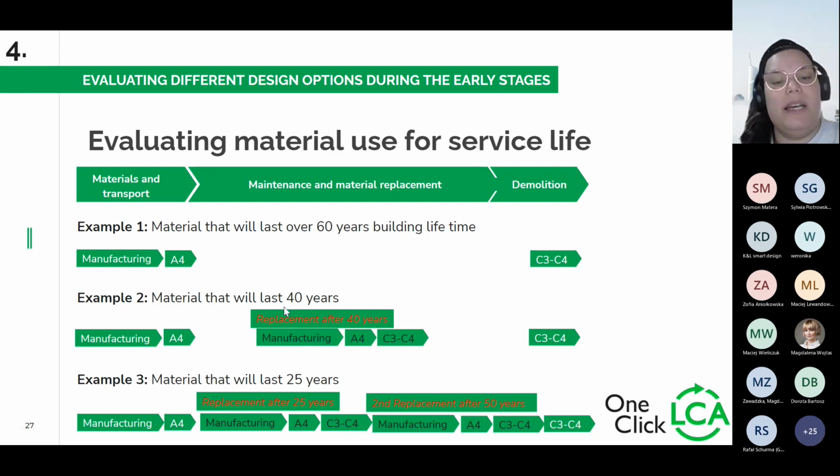But let's say the material lasts 40 years. So we will have the manufacturing stage, then we will have the demolition stage, and then a new manufacturing stage so that the product is replaced, and then again another demolition stage. So we will be doubling our impacts here. If the material will last 25 years, we would be tripling our impacts, as we would be having two replacements. So it's very important to think of using materials that would last long. Avoid the replacement.